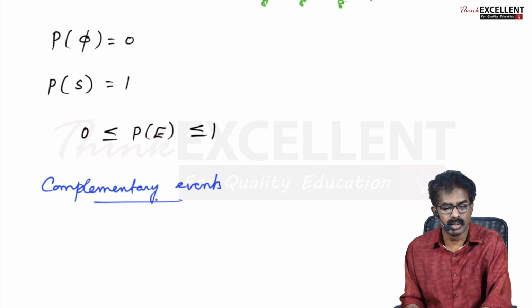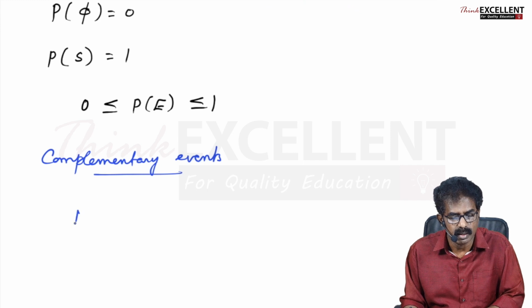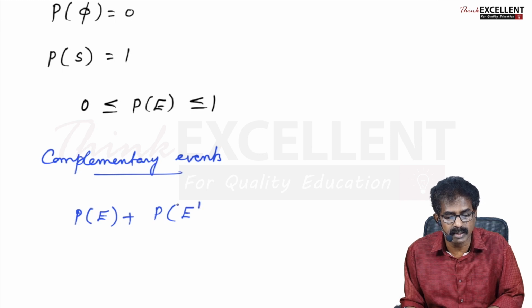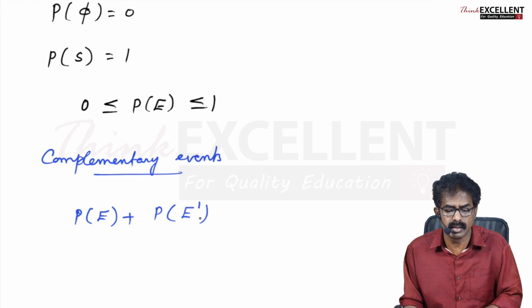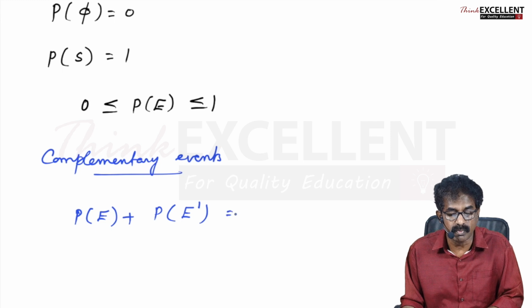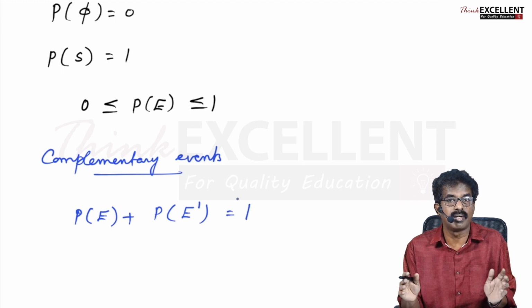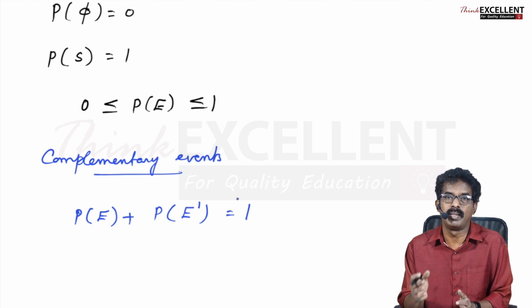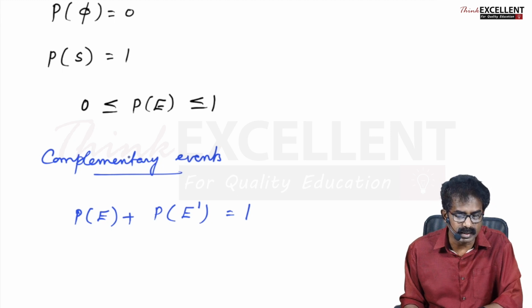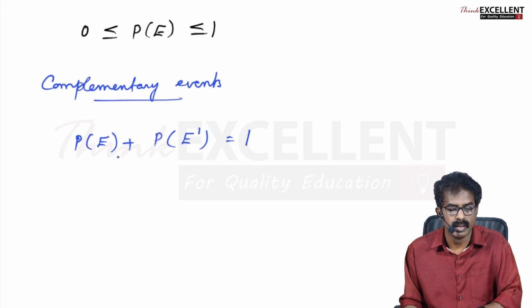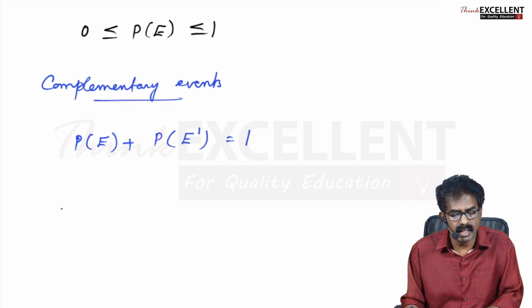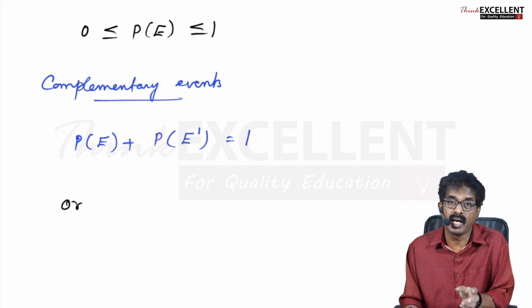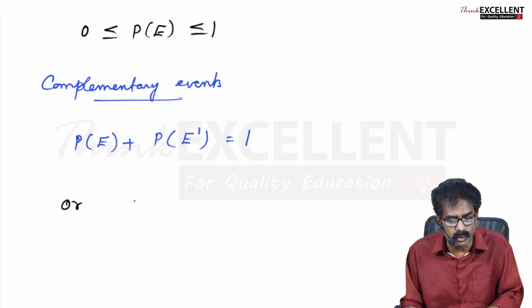So here is one important result you need. The probability of an event plus the probability of its complement, which you can write as E dash or E bar, meaning not E, is always 1. You know the total probability is always 1, right? So an event plus its complementary always gives the answer 1.